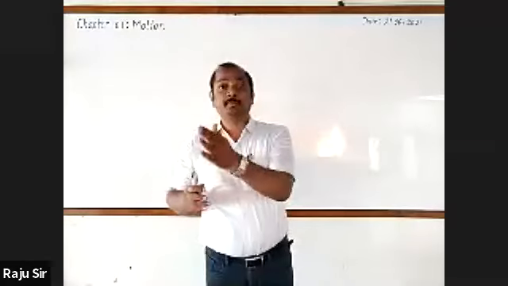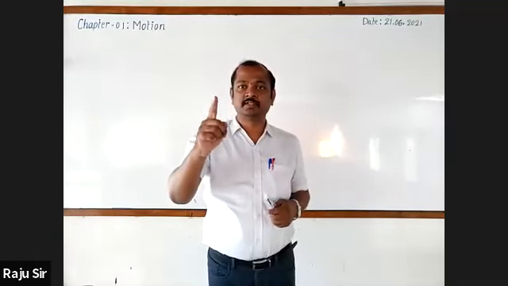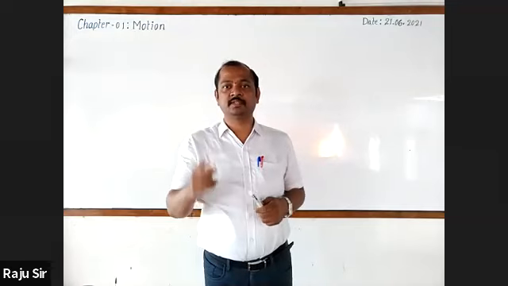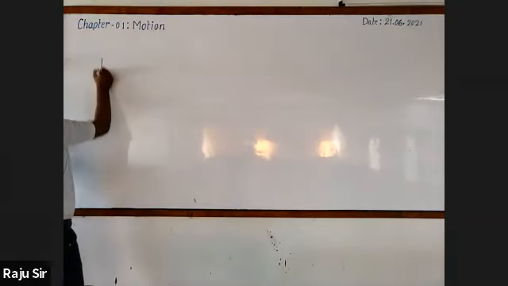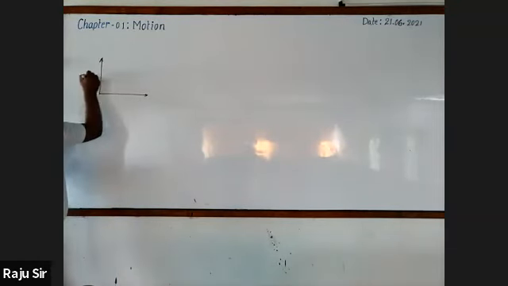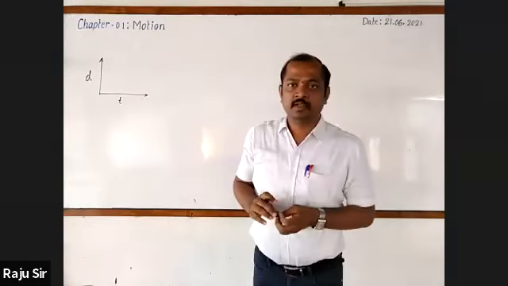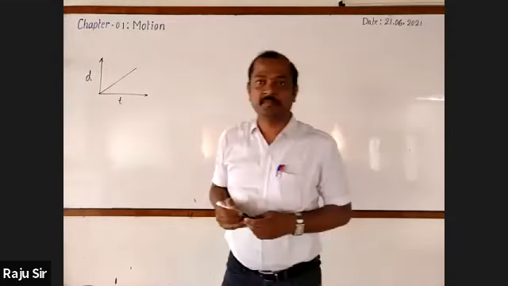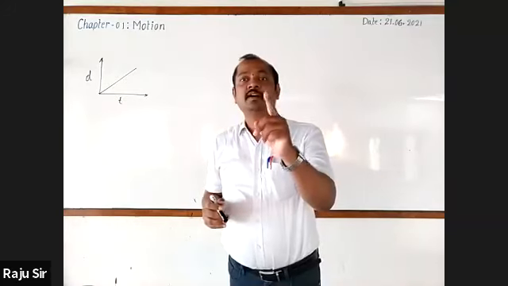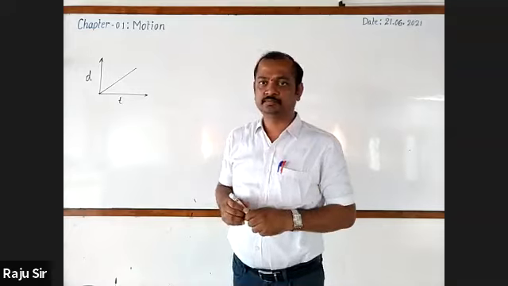There are two ways in which we can represent the motion of an object in a graph. One is the dt graph, the second one is the vt graph, right? In case of the dt graph, just look here, don't write anything. Distance is to be taken along the y-axis and time along the x-axis. If so, then what does the straight line indicate? It is uniform motion or constant speed or constant velocity.